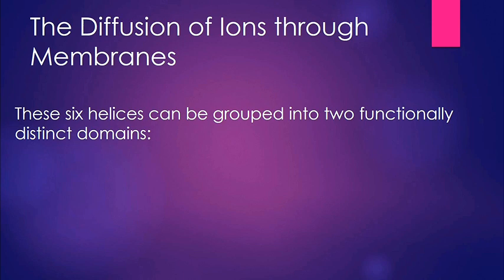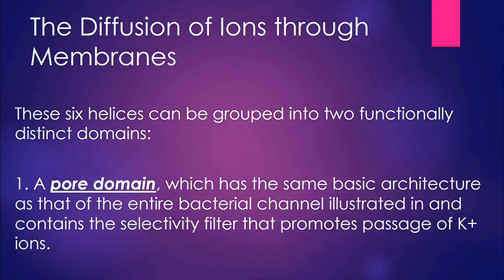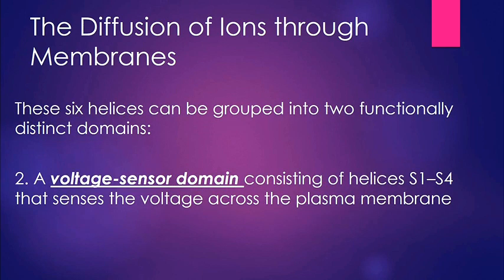These six helices can be grouped into two functionally distinct domains. First one is a pore domain, which has the same basic architecture as that of the entire bacterial channel illustrated in and contains this selectivity filter that promotes passage of potassium ions. The second one is a voltage sensor domain consisting of helices S1 to S4 that senses the voltage across the plasma membrane.